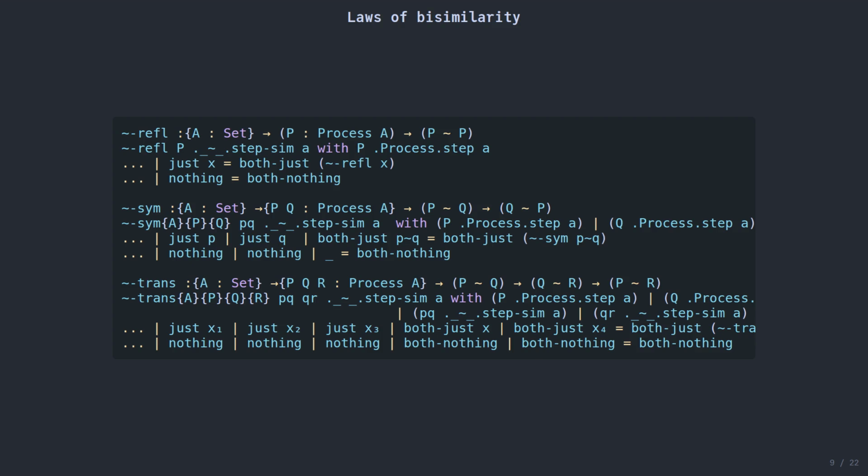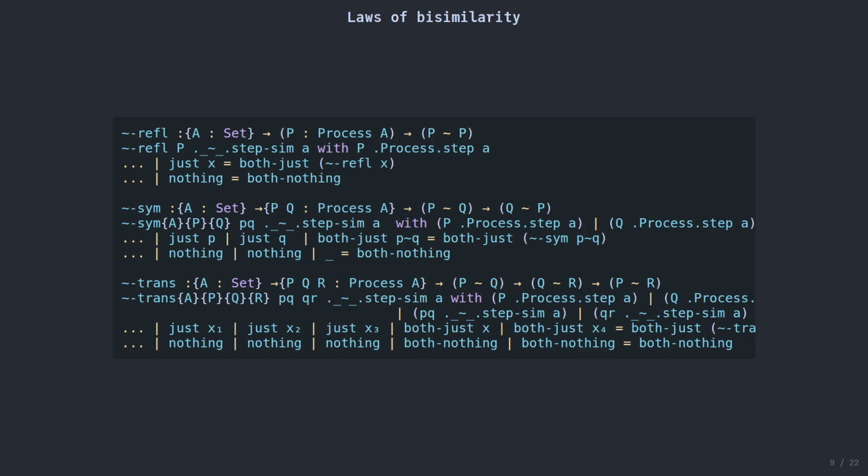Before we connect bisimilarity with the ordering relation, let us look at a few basic properties of bisimilarity itself. Just like the trace-based ordering, bisimilarity is a well-behaved mathematical relation. It is reflexive, symmetric, and transitive.